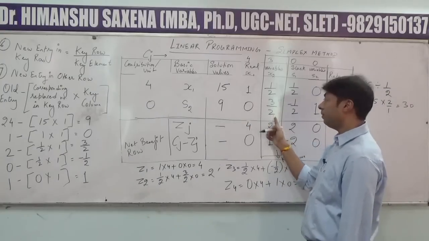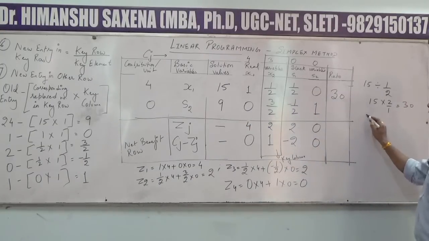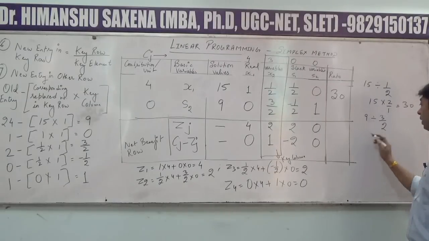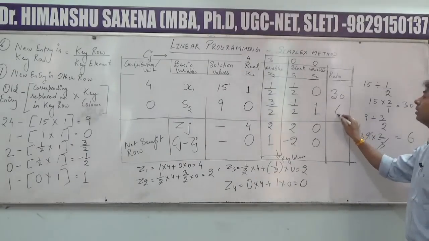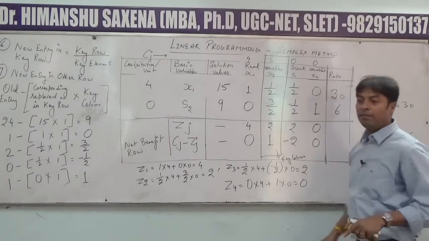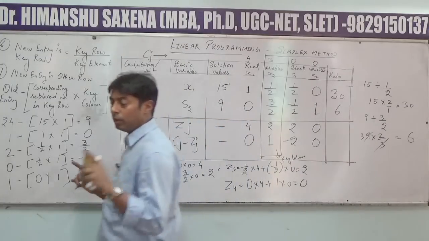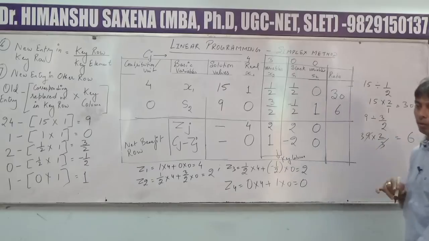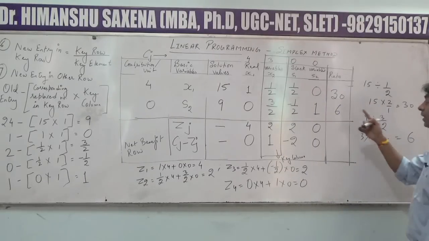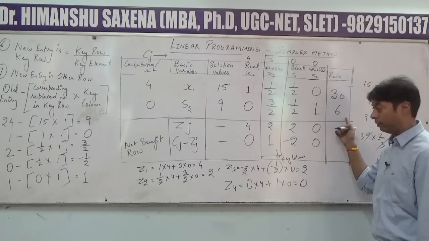Similarly, 9 divided by 3 by 2. So 9 divided by 3 by 2. The same course will take place, 9 into 2 by 3. Now that will give you 3 into 2 equals to 6. So we have the two values of ratios. Remember, in ratio what do we need to take? Highest or lowest? In ratios we have to take the lowest.